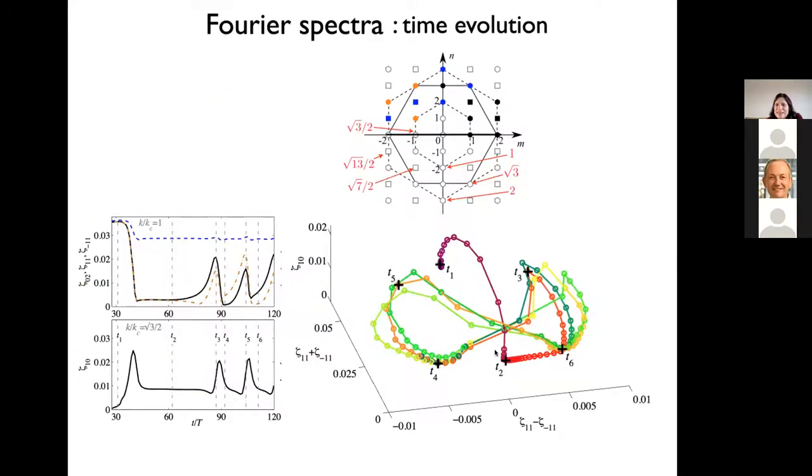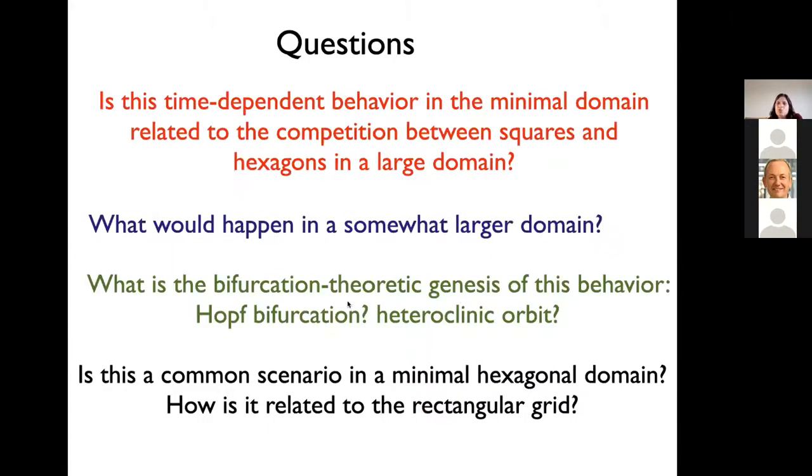And even aside from that, we saw before an almost stable steady state, and this seems to be a saddle. Is this a heteroclinic orbit? Does it come from a heteroclinic orbit? Is there a Hopf bifurcation somewhere? We don't know what's the bifurcation theoretic genesis of this behavior, even without it taking a larger domain.